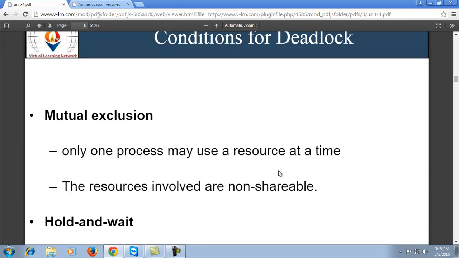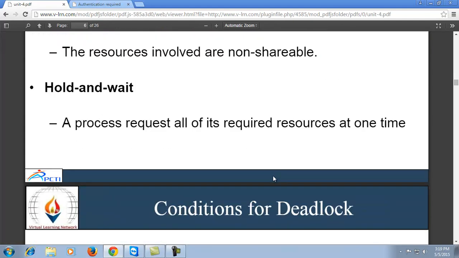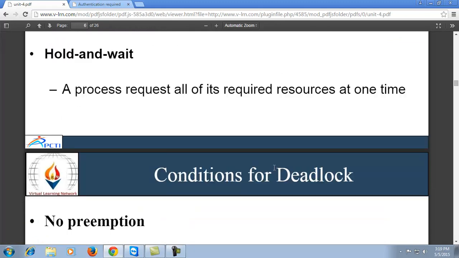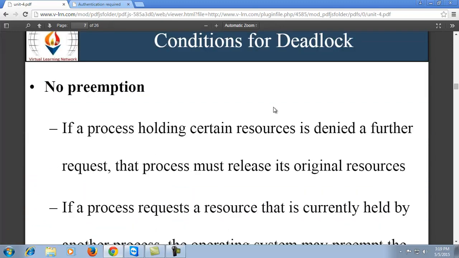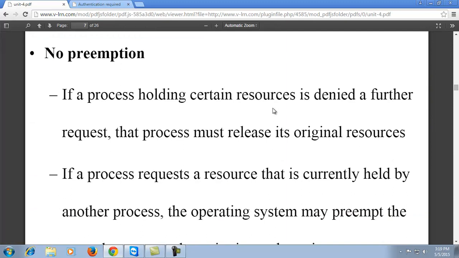So the conditions are: first, mutual exclusion. In this situation, only one process may use a resource at a time. The resources involved are non-shareable. The next is hold and wait. In this, a process requests all of its required resources at one time. And the next condition is no preemption. If a process holding certain resources is denied a further request, that process must release its original resources.